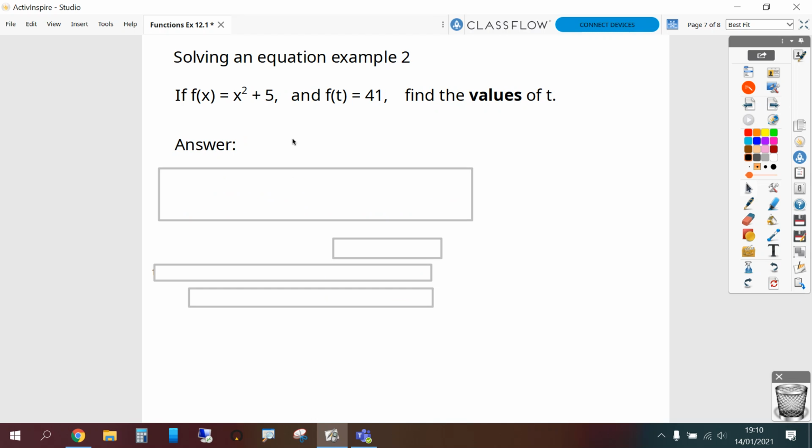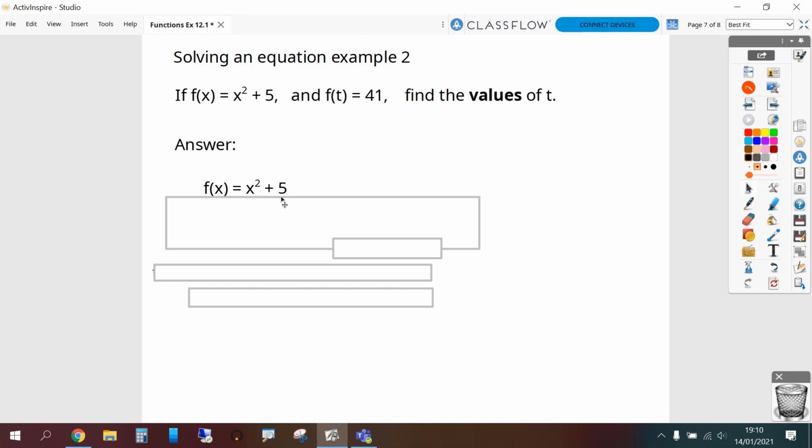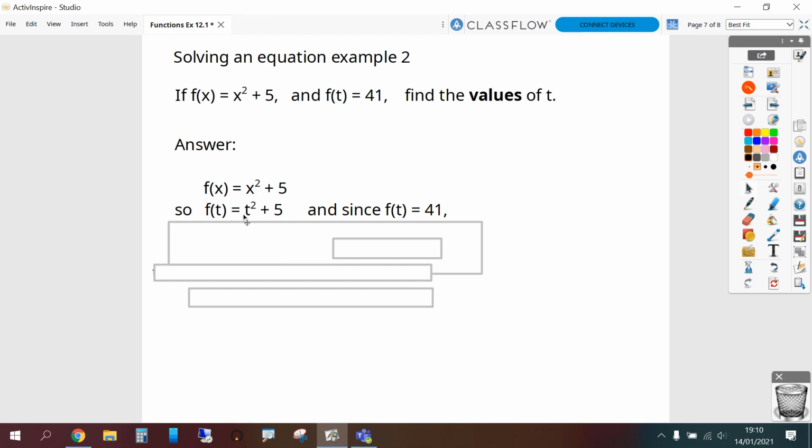Different type of equation to solve here. This time we're given if f of x equals x squared plus 5 and f of t equals 41. Find the values of t. Now values is highlighted there in bold because we're going to get more than one answer. So it's like before, f of x is that, and f of t is the same thing, just changing the x into t.